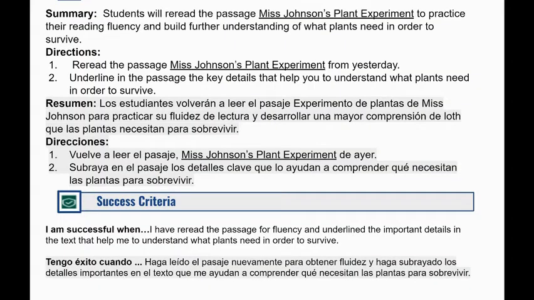For task number 1, students will reread the passage Miss Johnson's Plant Experiment to practice their reading fluency and build further understanding of what plants need in order to survive. First, you'll reread the passage from yesterday. Then, underline in the passage the key details that help you to understand what plants need in order to survive. If you would like to listen to me reading the passage again, you can skip to the end of the video. Students will be successful when they have reread the passage for fluency and underlined the important details in the text that help you to understand what plants need in order to survive.